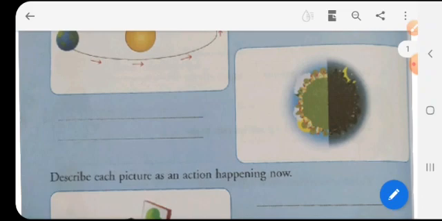Then we have another picture where the earth is shown. Half of the earth is in shadow and the other half is facing the sunlight. So here we can see the day and night of the earth. That is, the earth rotates on its own axis.